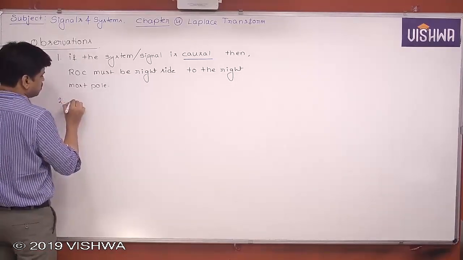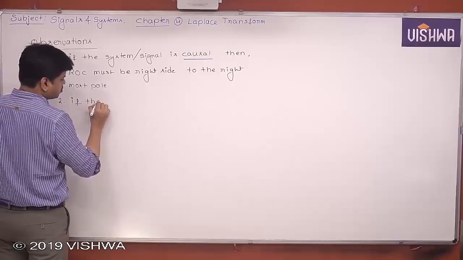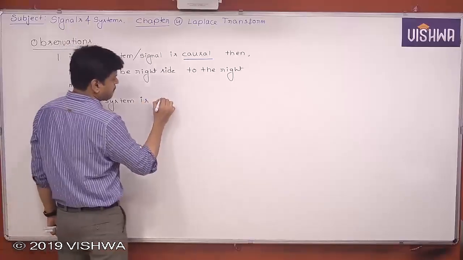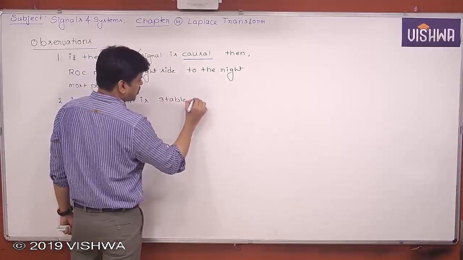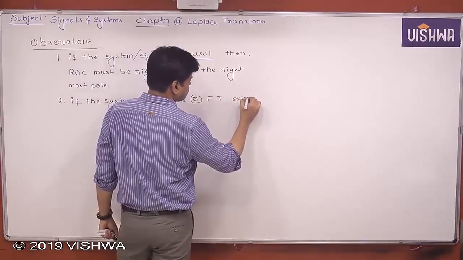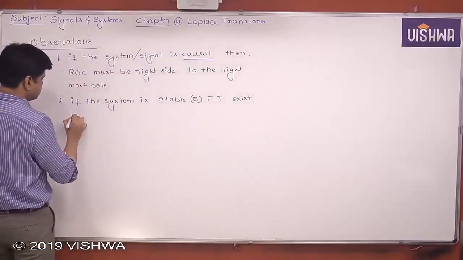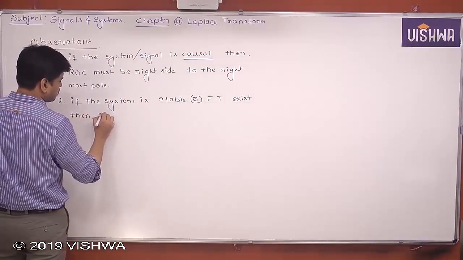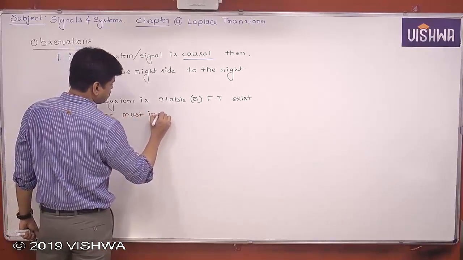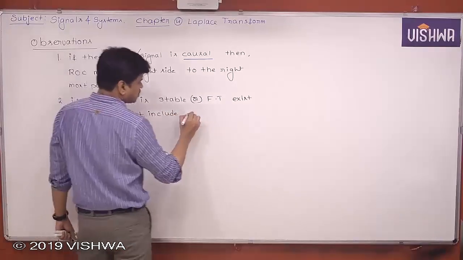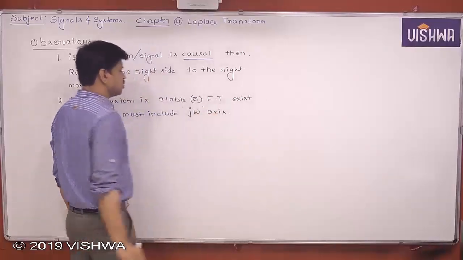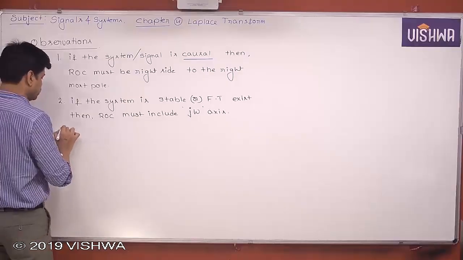Second one. If the system is stable or Fourier transform exists, then ROC must include j omega axis. J omega axis.